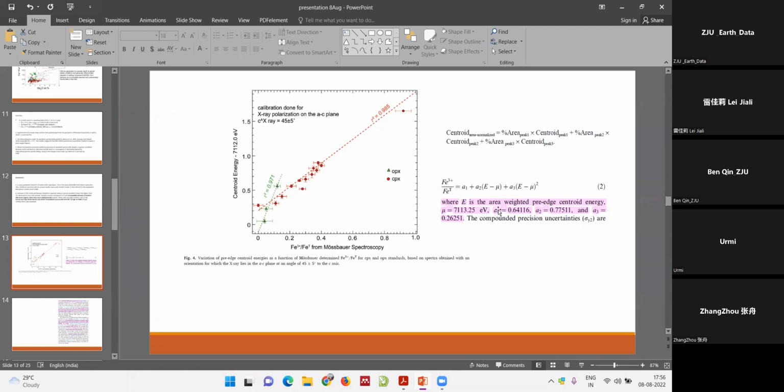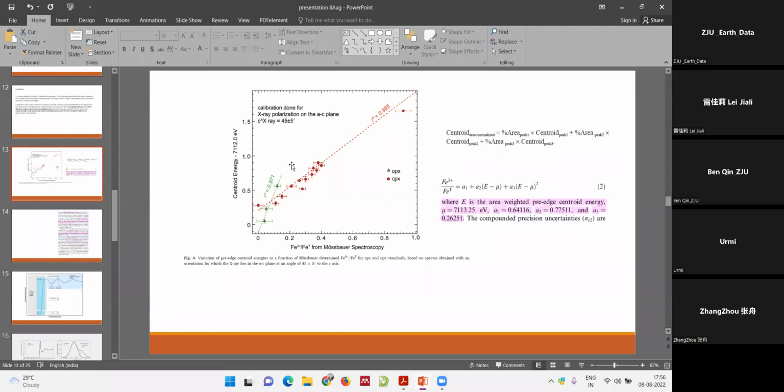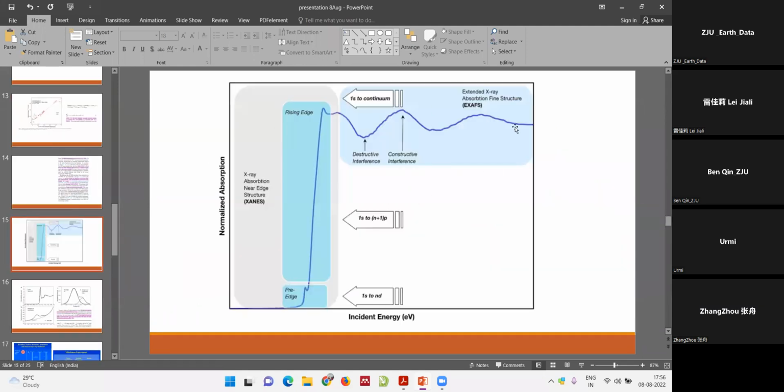So this E value is the area weighted pre-edge centroid energy. That is this particular thing. And these are the coefficients A1, A2, A3, and mu, which are given here, as we can see. If we try to understand what these values are, like the area normalized centroid, for example, this is a XANES curve. This is the output graph that we get after a XANES study. This is the increasing energy of the X-ray, and this is the normalized absorption curve. This part is the XANES absorption curve, and this part is the extended X-ray absorption fine structure, or EXAFS.